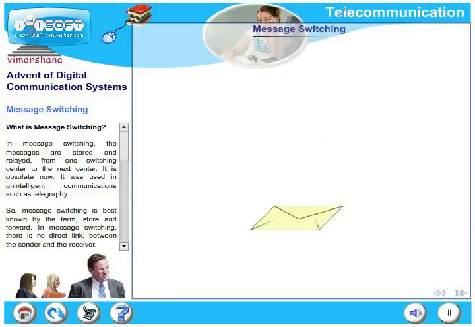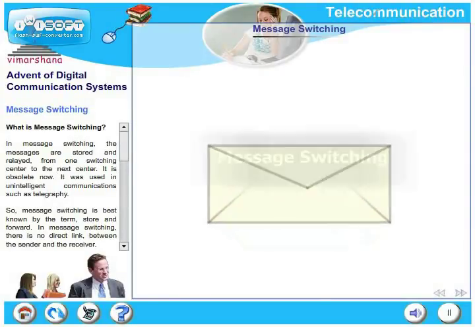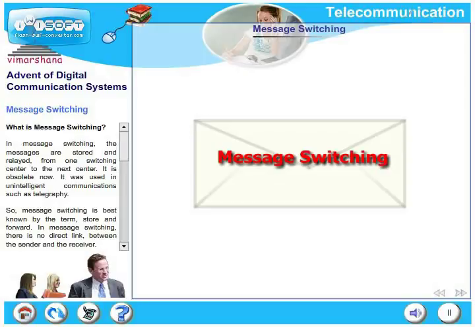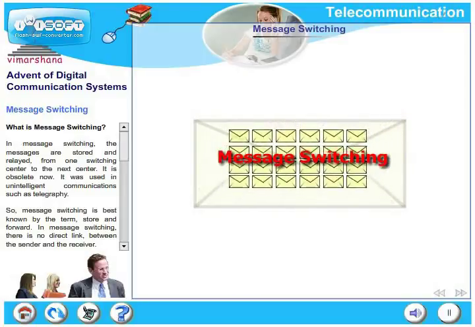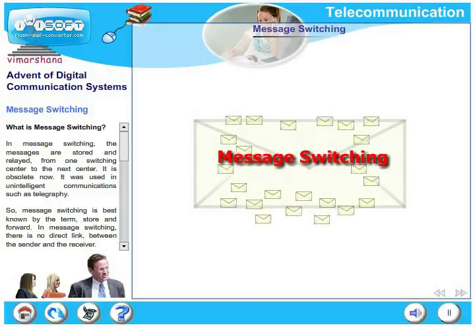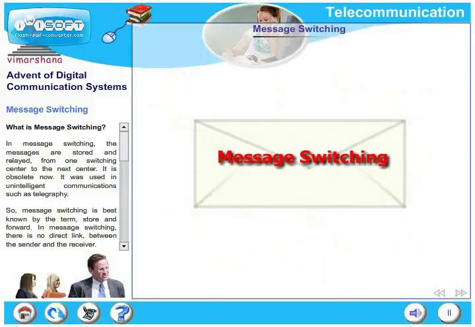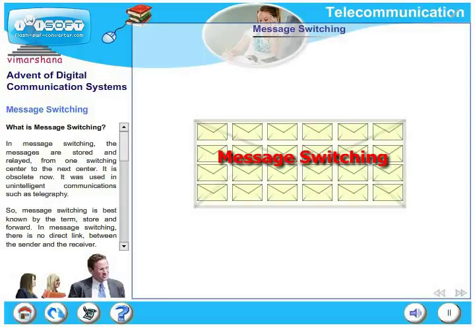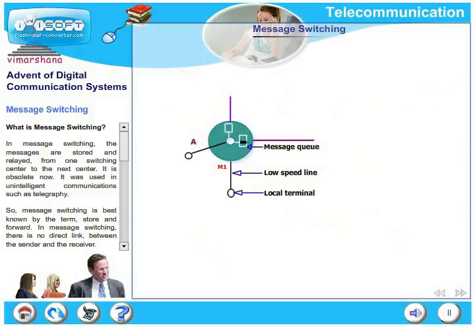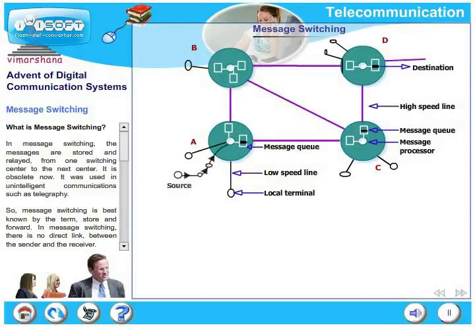In this slide, let's briefly look at what we mean by message switching. In message switching, the messages are stored and relayed from one switching center to the next center. It is obsolete now, of course. It was used in unintelligent communications such as telegraphy. This is a store and relay system. Look at the figure. So, message switching is best known by the term store and forward.